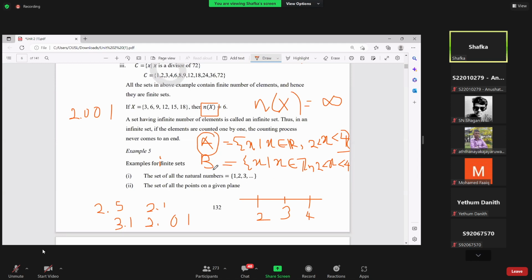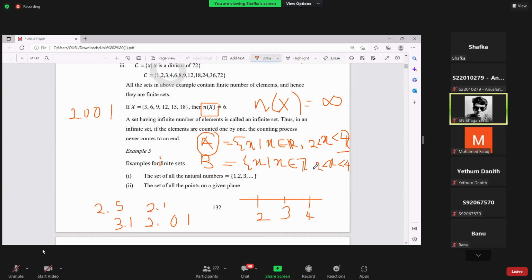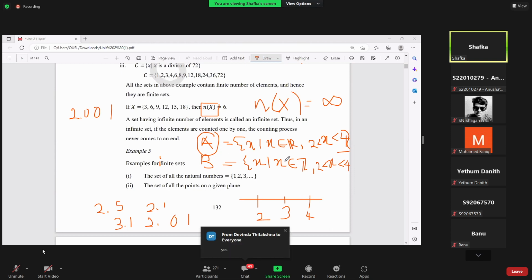So, what about capital B? What about capital B? It's a finite set. Then only 3 is the element. Okay? Is that clear? Yeah.